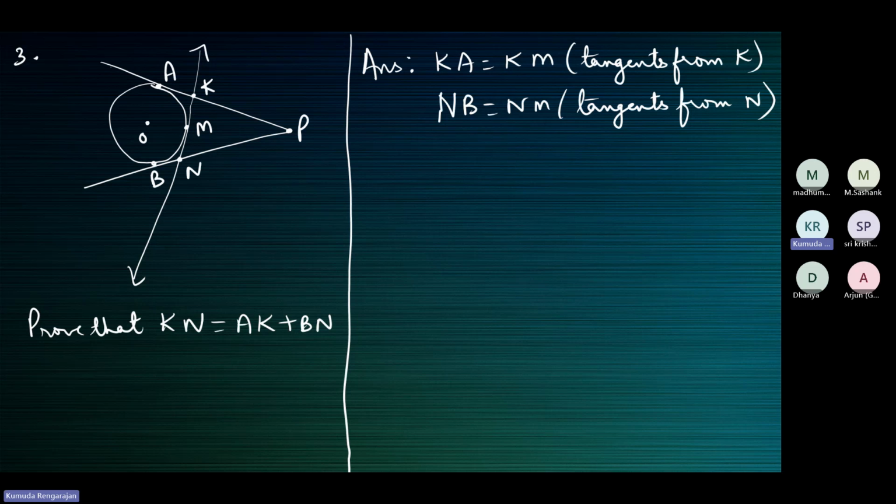Anyone wants to share how to go about this? KN is equal to KM plus MN, ma'am. Correct. Yeah, KN can be written as KM plus MN. Correct. Then KM is equal to AK. And MN is equal to BN. Hence proved. Correct.